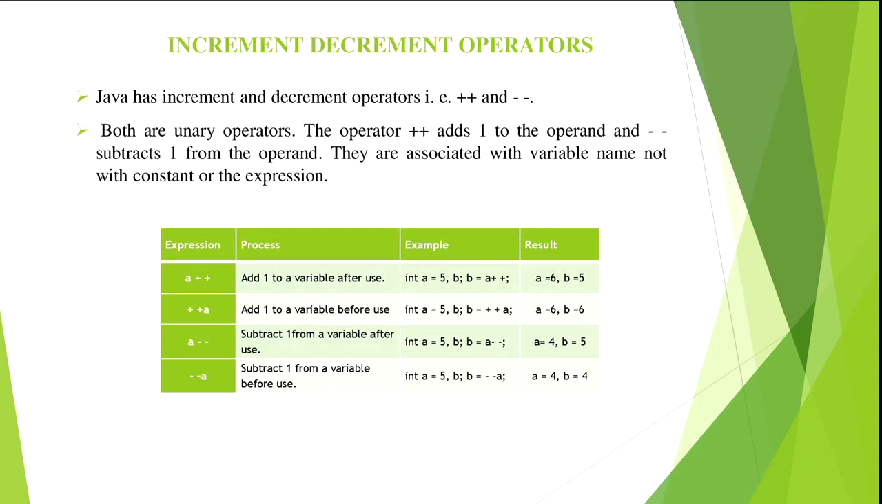Next operator is increment decrement operator. Again, all of you are very familiar with the increment and decrement operator. What is the purpose of increment and decrement operator? The increment operator adds 1 to the operand and decrement operator subtracts 1 from the operand, and it is represented with the double plus and double minus sign.